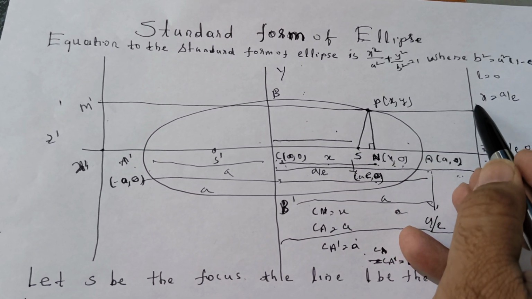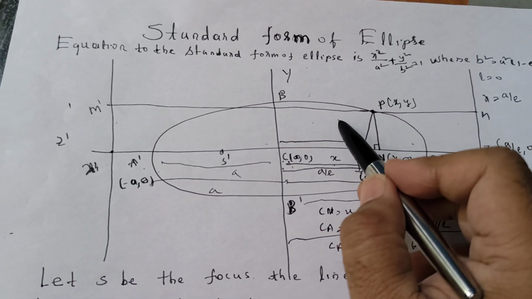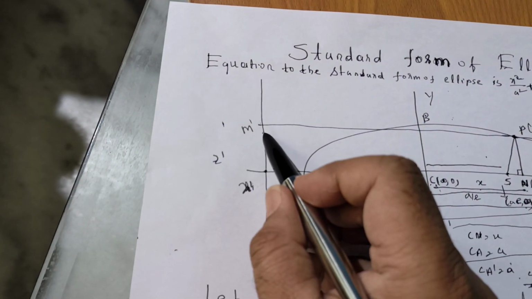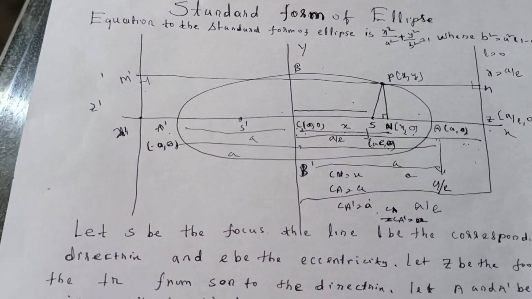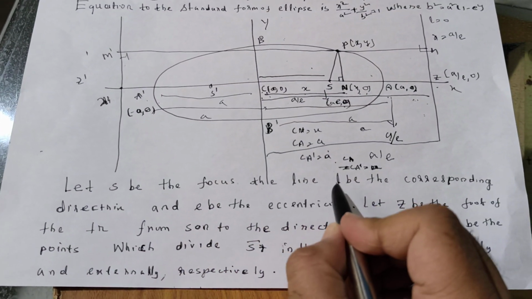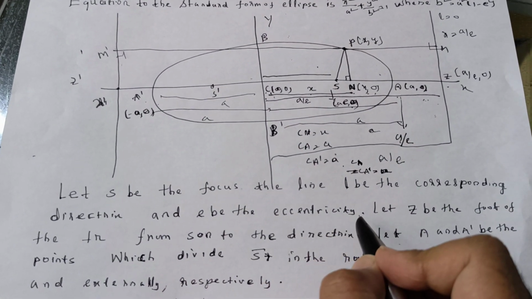Drop the perpendiculars onto both directrices from the point P. The first one is PM, the second one is PM dash. This is the perpendicularity symbol. This is also the perpendicularity symbol. That's what I have written here. Let S be the focus, the line L be the corresponding directrix, and E be the eccentricity.